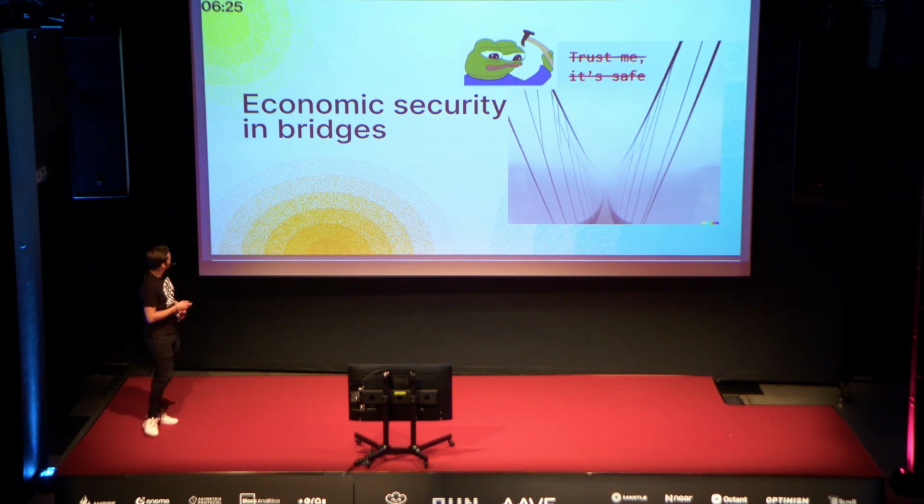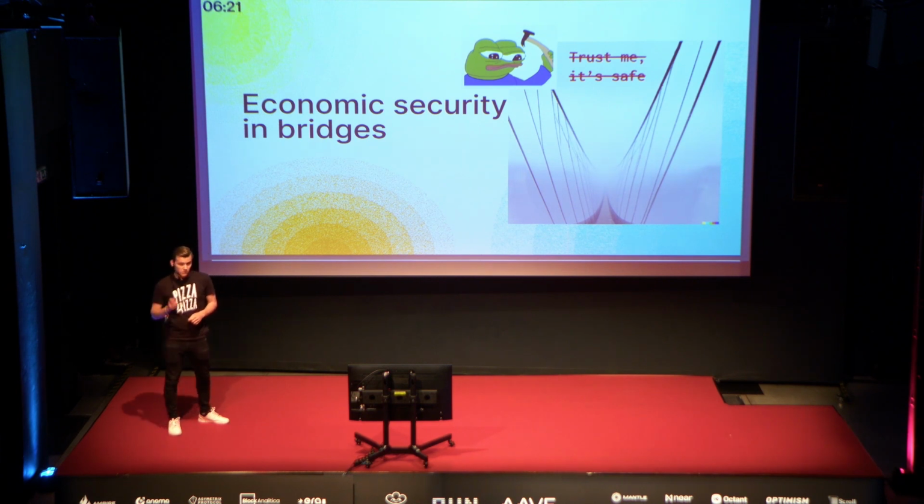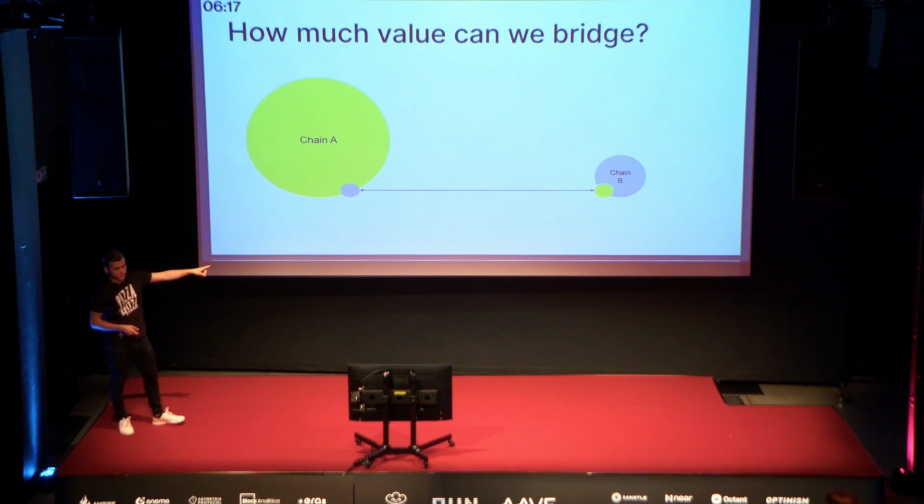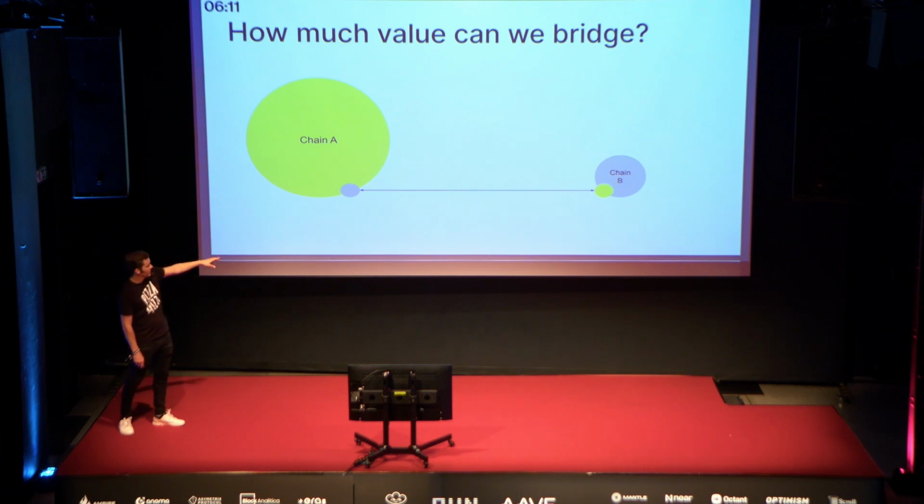Now, we're short on time, so let's quickly talk about economic security in bridges, because that is also a very important concept. Let's say we have two networks, green and gray. The green network has bridged some assets over to the gray one, and gray is bridging assets over to green. If that's the market caps and economic value in the systems, this looks fine. Green is worth much more, it has a few assets from the gray system, nothing at risk.